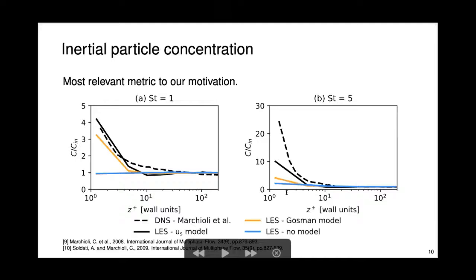That's also true for the Stokes number 5. The Grossman model is around 10 times off the DNS data, and our model was the best performing. It's only around 2.5 times off, although it is still quite a significant underprediction.